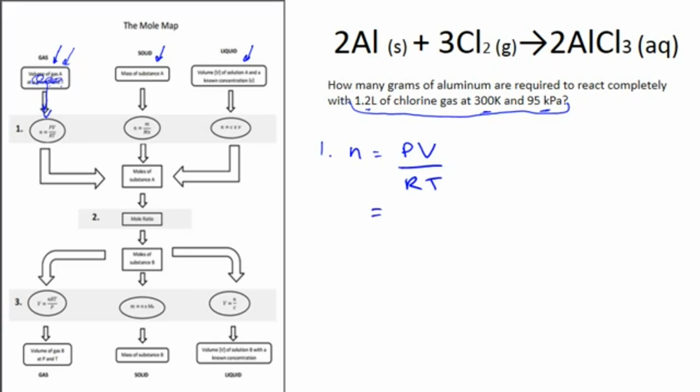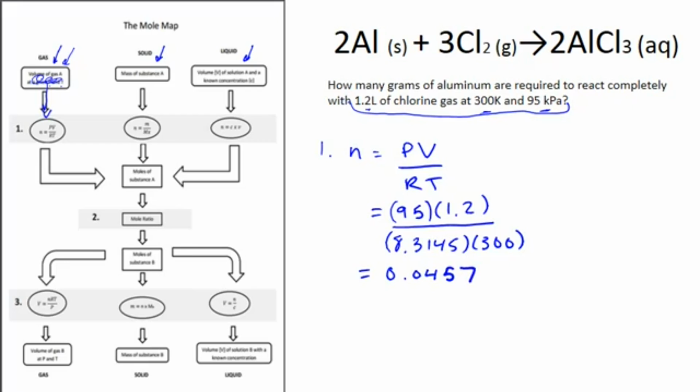We know from our information here that we have a pressure of 95, a volume of 1.2, our gas constant 8.3145, and our temperature is given at 300 kelvins. Plug those numbers into the calculator, we should get about 0.0457, and that should be moles of, what substance are we dealing with here? Chlorine gas. So that is our first step, chlorine gas.